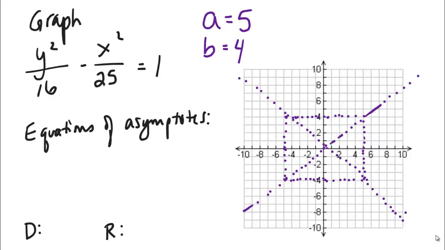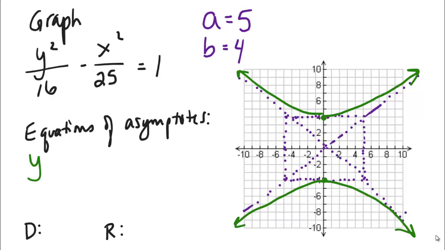Now we see since the y squareds come first, we know that it's going to open up and down. It's going to have y-intercepts. So our vertices are at 0, 4 and 0, -4. I can now sketch in my branches. I can do a little bit better than that, based on where I placed the vertices and where the asymptotes are. There's our hyperbola. Again, the hyperbola is just the green part. The purple part was helping us graph it.